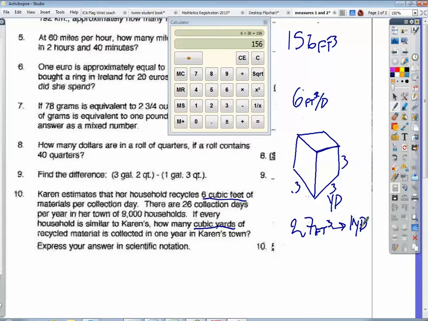So I have to divide this by 27. 156 divided by 27. And I have 9,000 households. So I end up with 52,000. But they want the answer in scientific notation. So 1, 2, 3, 4. So this is 5.2 times 10 to the 4th.